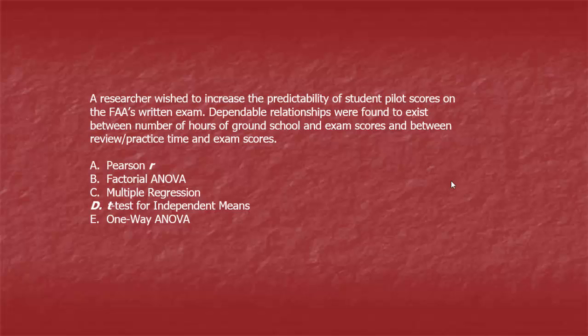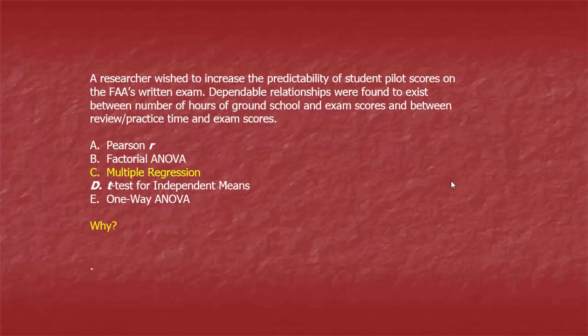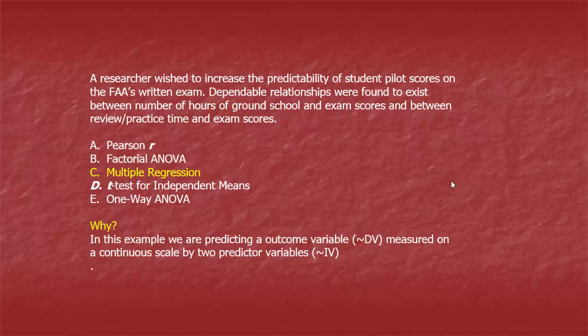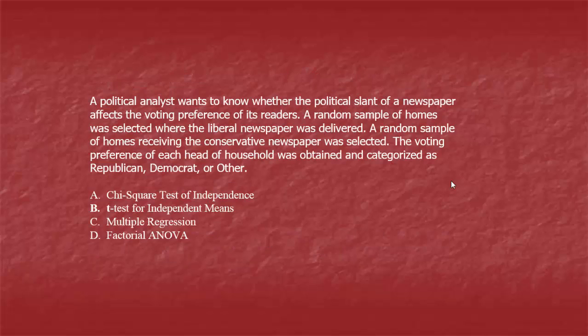Multiple regression. Would that work? Well, I said that multiple regression was kind of like a fancy Pearson's r, where you can do more than one correlation at a time. So that is the correct answer. And the reason is that we're predicting an outcome variable measured on a continuous scale, the exam scores, by two predictor variables, and we can do both relationships at the same time with multiple regression.